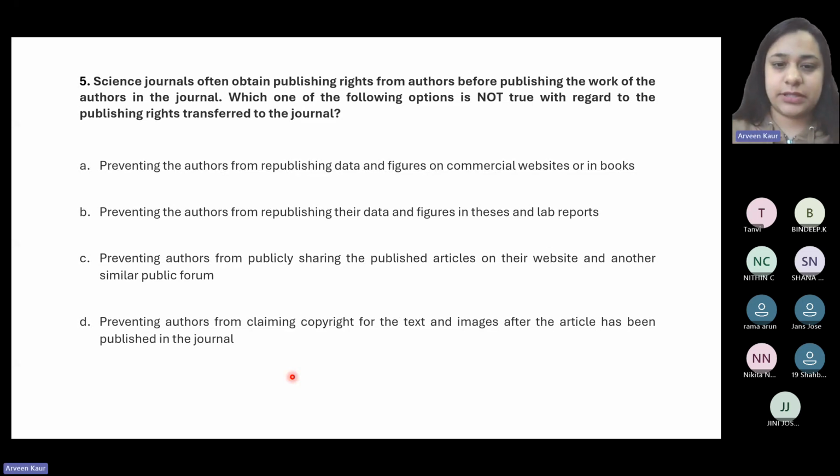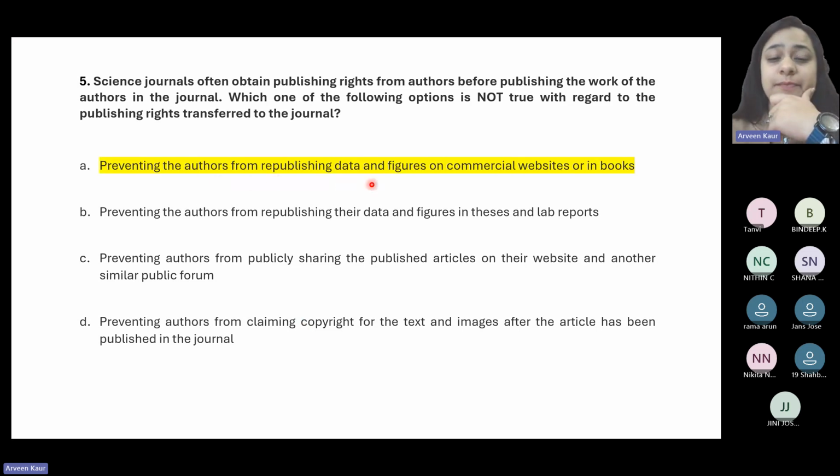Okay, so the answer for this one is the first one, which is preventing authors from republishing data and figures on commercial websites or in books, right? Because whenever rights are actually transferred to the journal, what we do need to do is, we need to take permission from these people if we are using the exact same thing in our thesis or lab reports, right? So that is, sorry, I have not framed the sentence correctly, right?